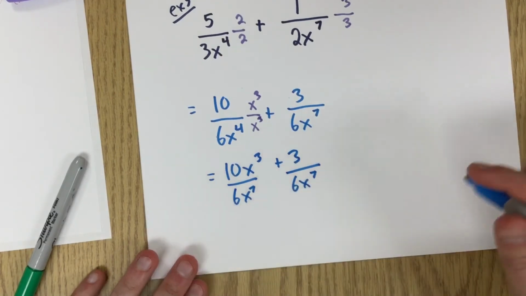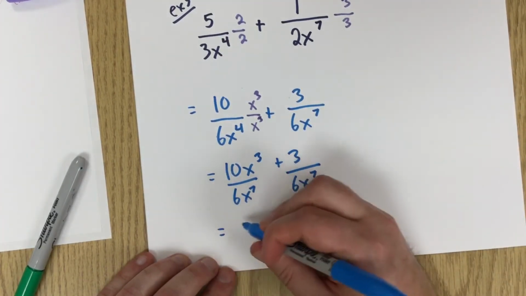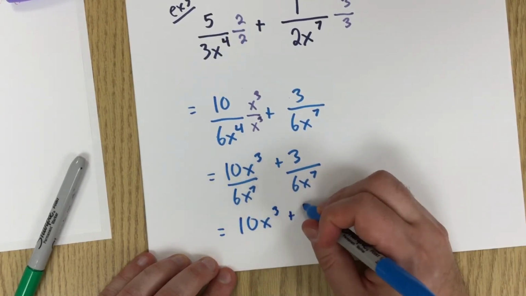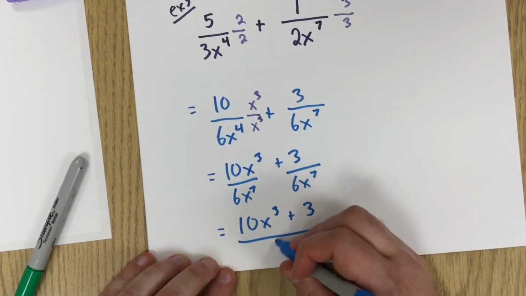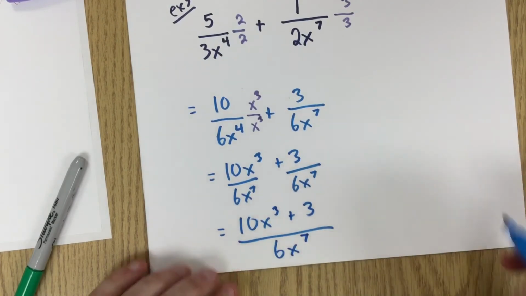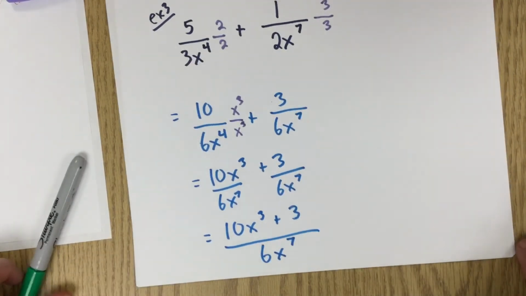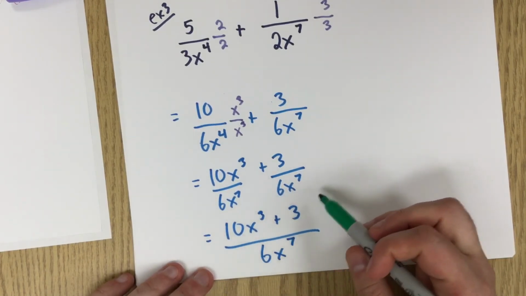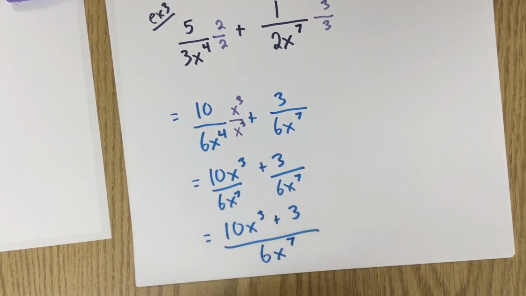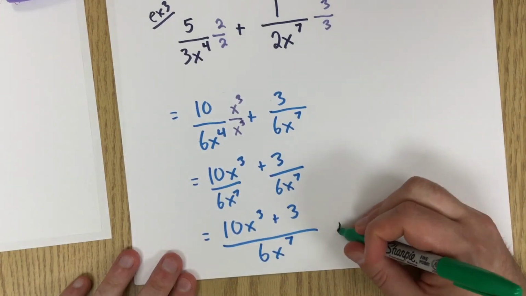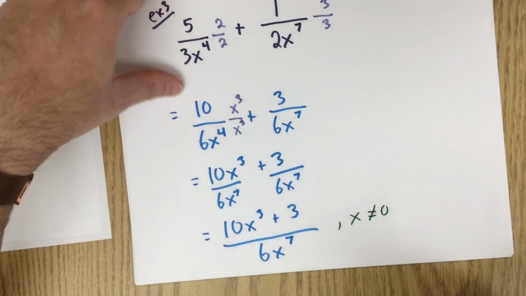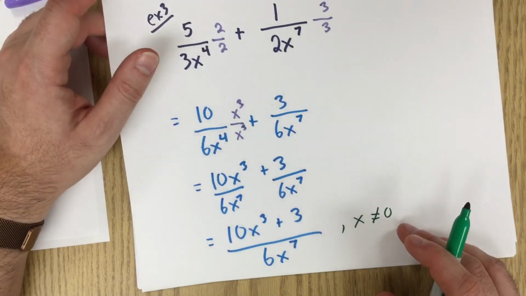They have the same denominator, so now we can put them together. So that's going to be 10x cubed plus 3 over 6x to the 7. And that's it. The 3 and the 6, could they reduce? They can't, because the 3 is not multiplied by everything. Same thing with the x's. X cannot be equal to 0 still. Not a very thrilling exemption.